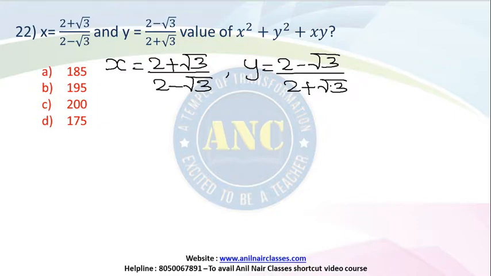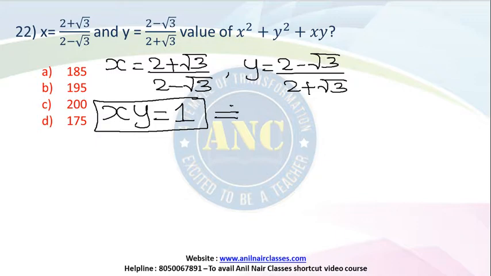Now if you observe carefully, before solving the further question or before seeing what is actually asked, x is 2 plus root 3 by 2 minus root 3, and y is nothing but the reciprocal of x. That means if I multiply x and y, 2 minus root 3 and 2 minus root 3 will cancel, and the product will give you 1, right? The product is nothing but 1, or in simple language I can say y and x are reciprocals of each other.